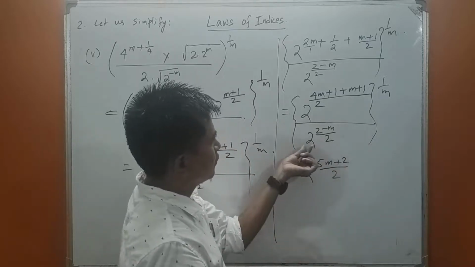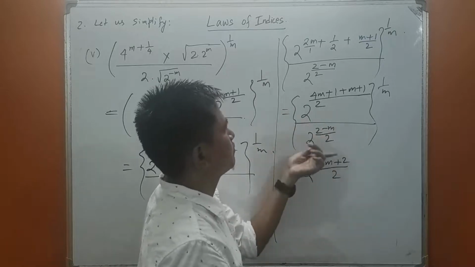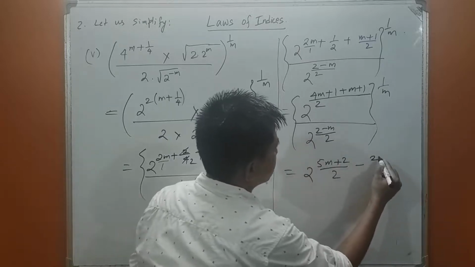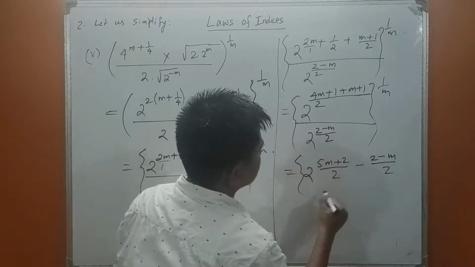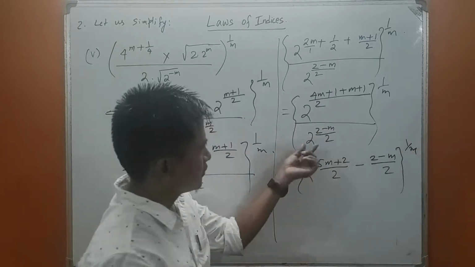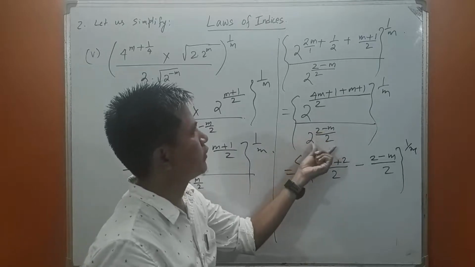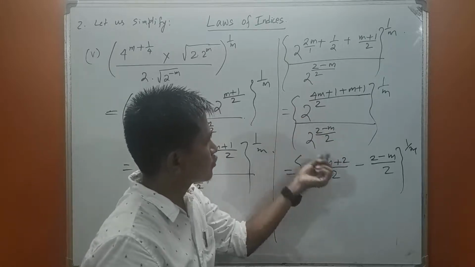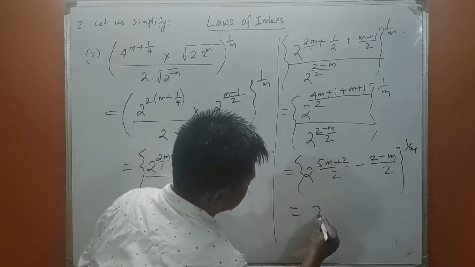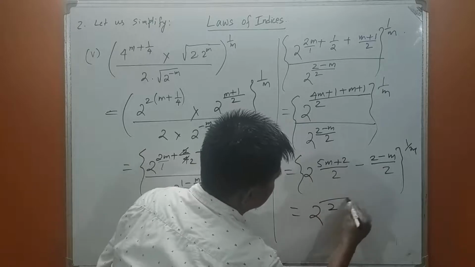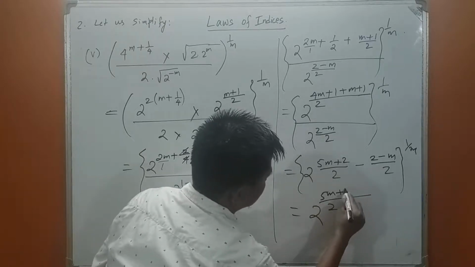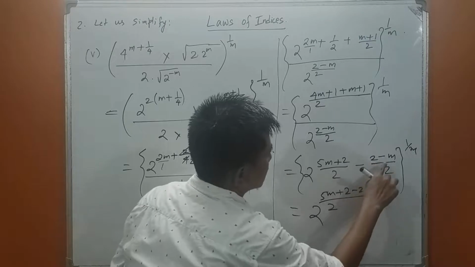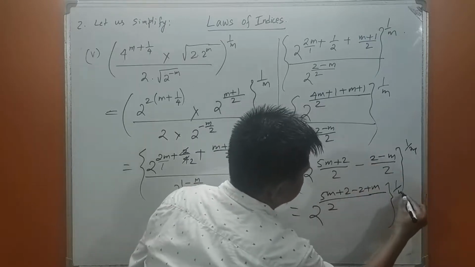Now this 2 and 2, same base, so you take the number to the numerator, the sign of the power changes and adds up with this, isn't it? So minus 2 minus m upon 2, okay, whole to the power 1 upon m. This number 2 whole to the power 2 minus m upon 2, when taken to the numerator, it becomes minus 2 minus m whole upon 2. And 2 and 2 base same, so their power will be added. So here we have 2, and LCM of 2 and 2 is 2. So 5m plus 2 minus 2 plus m, isn't it? Minus 2, minus into plus is minus 2, minus into minus is plus m. Whole to the power 1 upon m.